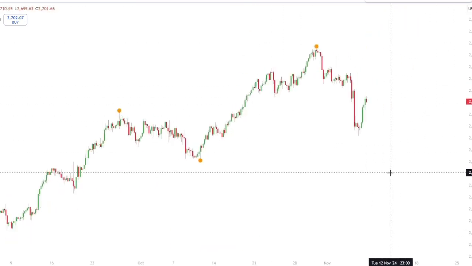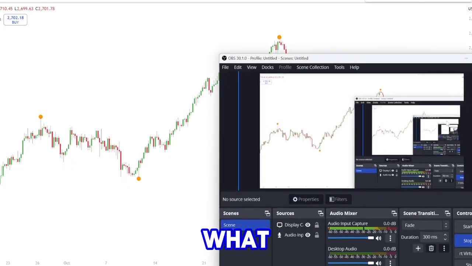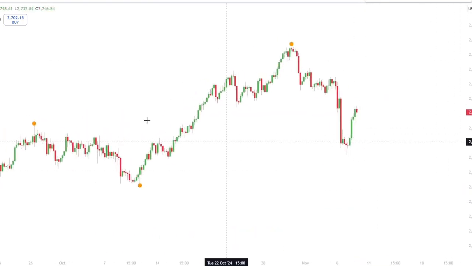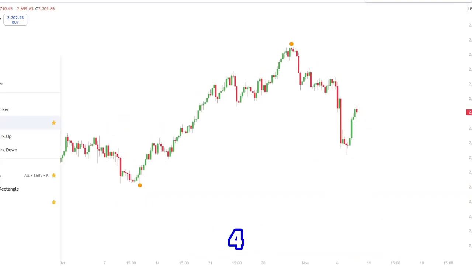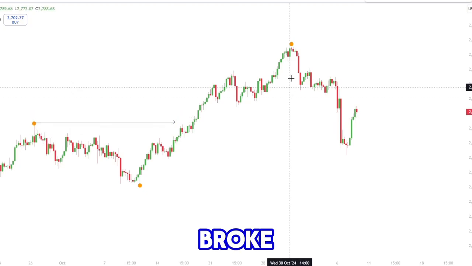Okay? So now let's zoom into more recent price action, right? What are we looking at with this particular market? Let's look into the most recent price action. So of course we are bullish on the 4-hour. We have a bullish break of structure. This is very clear to see. We've broken with the body.